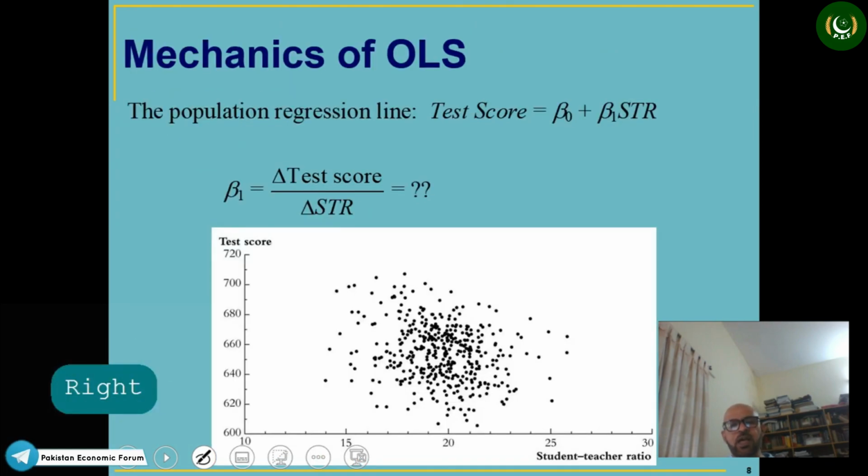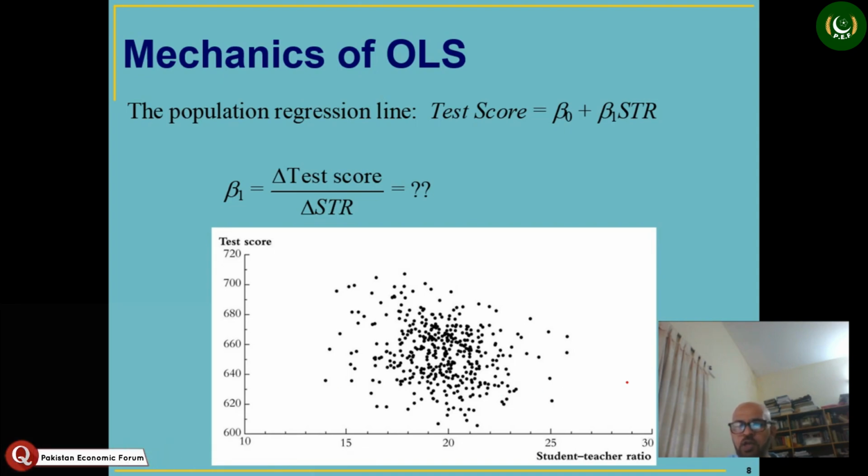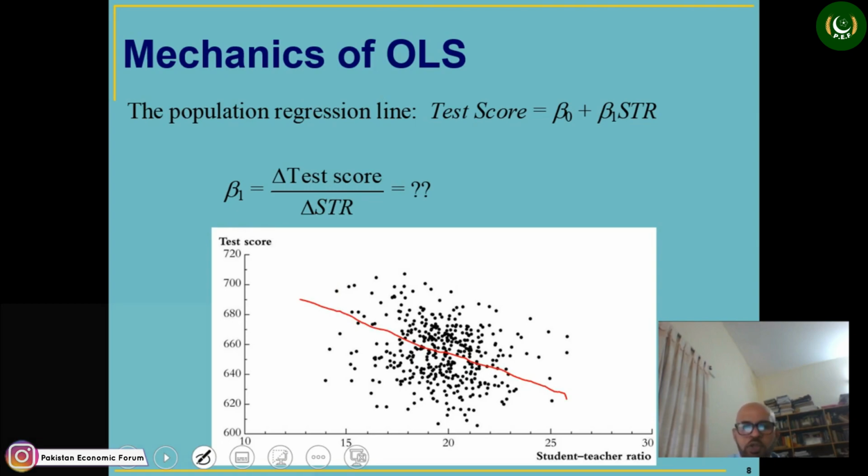So this is a scatter plot between test score and student teacher ratio. In general, what we observe from this scatter plot, from this exploratory analysis, is that there seems to be some sort of negative relationship between student teacher ratio and test score. That is, as class size increases on the horizontal axis, test score decreases. So it seems a line like this one. So should it be this one? Should it be this one?